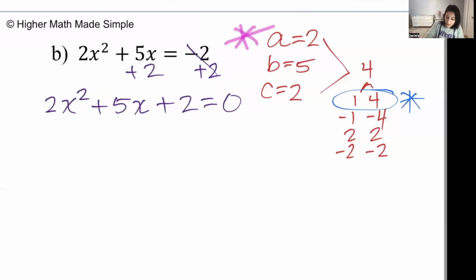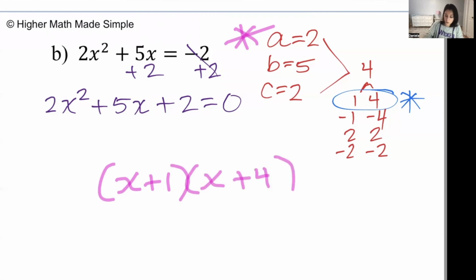Remember, if A was 1, then this would be the answer, okay? But that doesn't work here, because if you distribute, x times x is x squared, that's already wrong, because we already know that's 2x squared, right? So that's why that doesn't work.